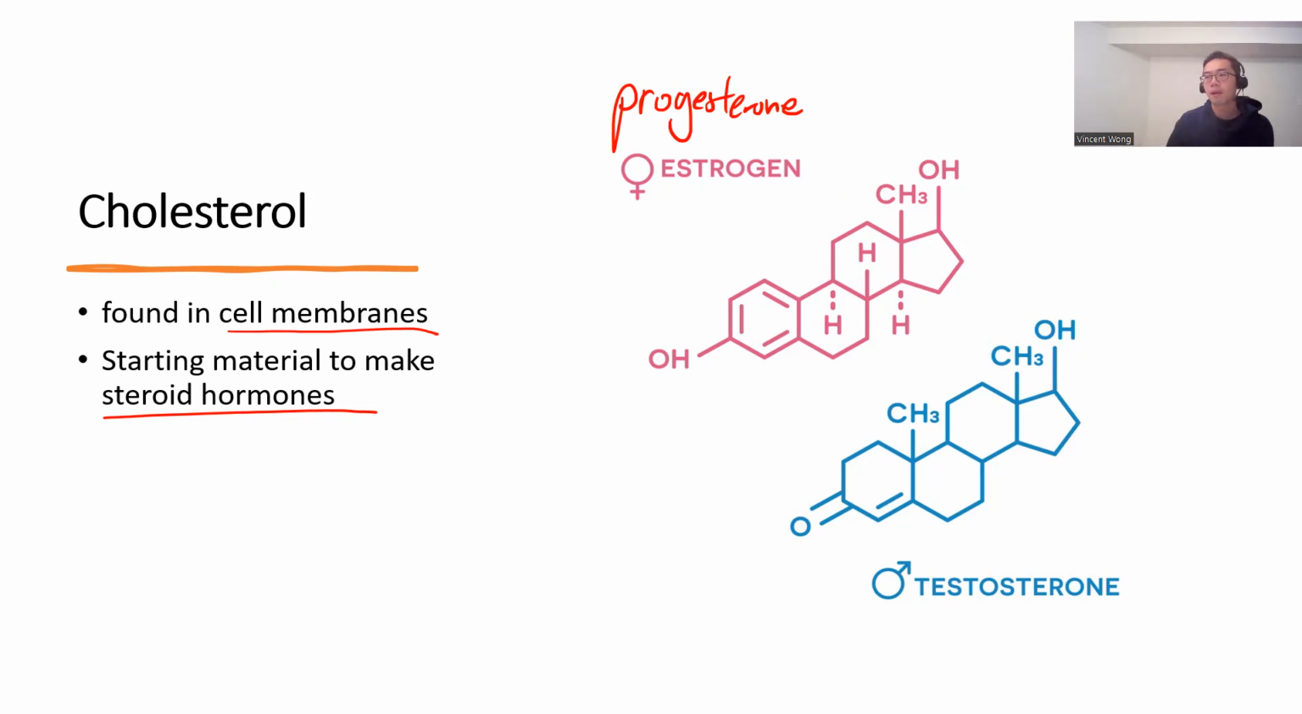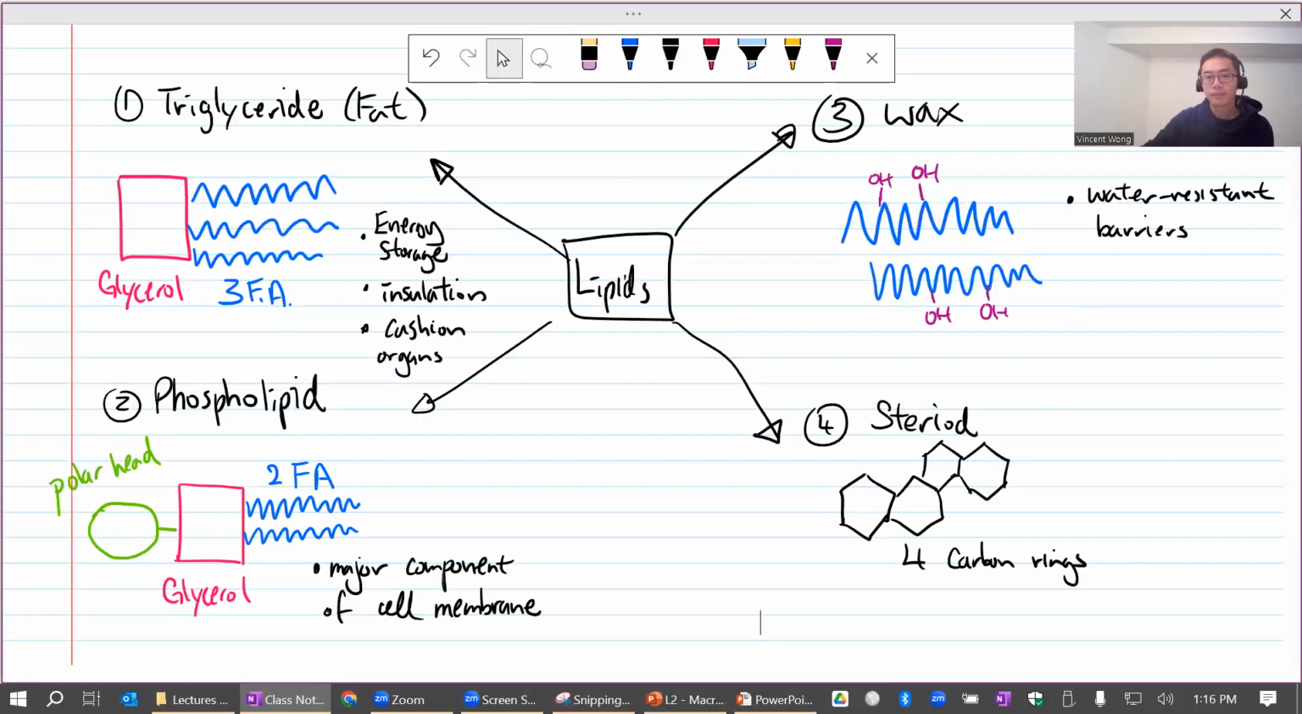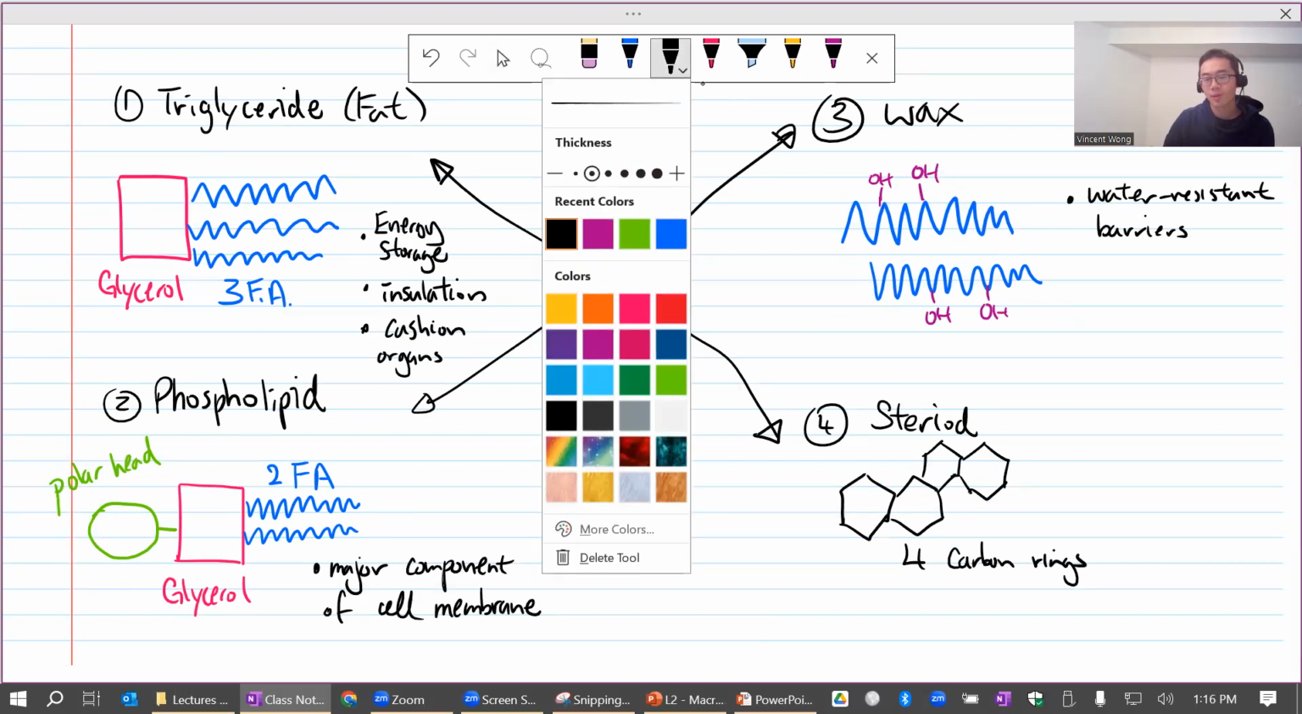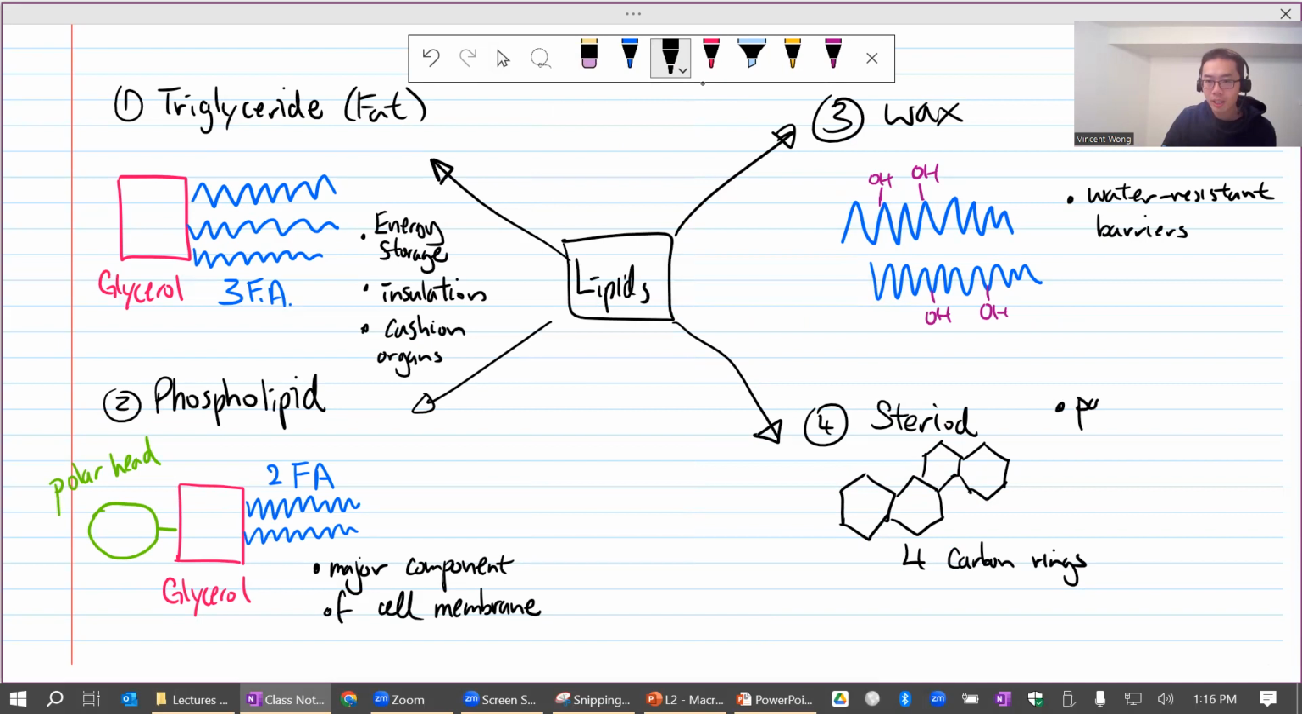Okay. Again, not all hormones are going to be steroid. Some, as you will see, are proteins. Mr. Wang, what are the functions for steroid? Yeah, I'm just going to write it here. For steroid, it is going to be part of the cell membrane, and then they also form hormones.